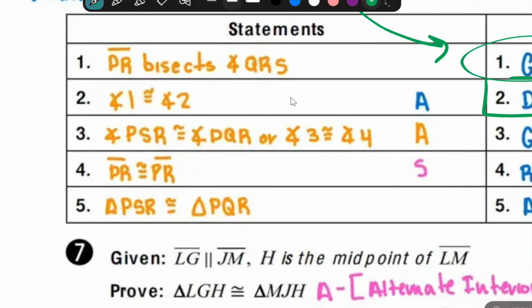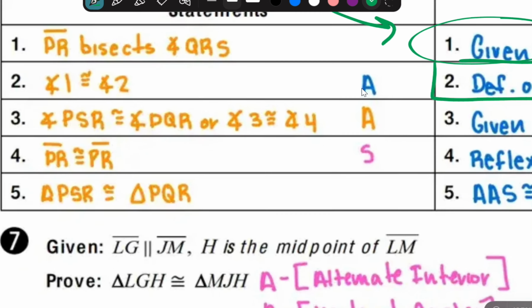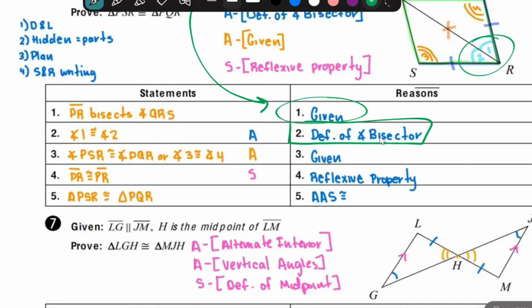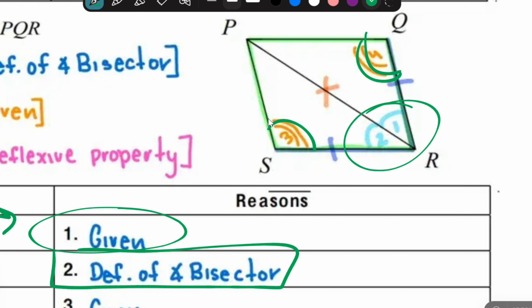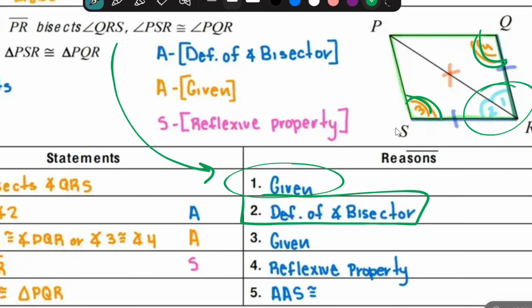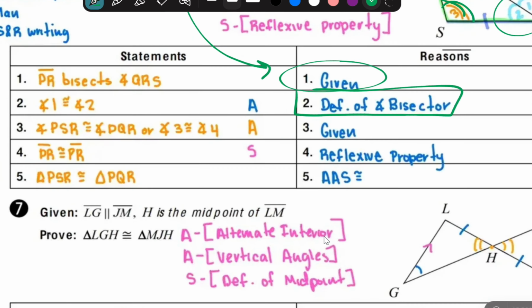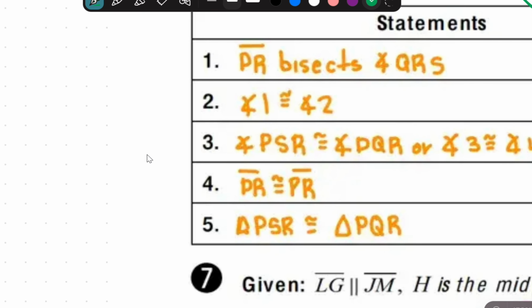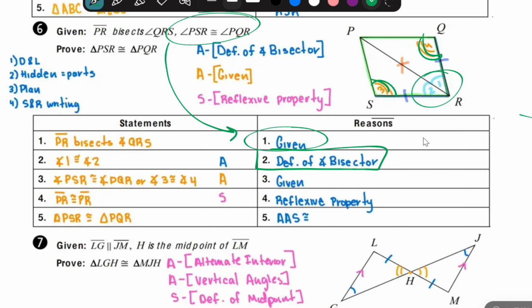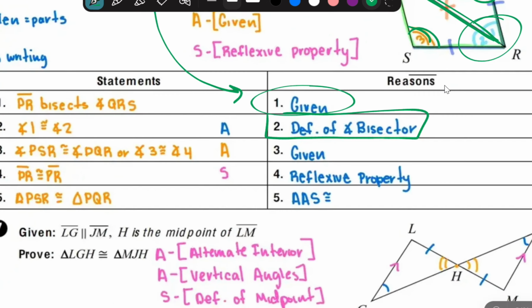Then we have angle PSR is congruent to angle PQR, or angle 3 and angle 4. Which, that sounds a little complicated, but it's just saying these two angles are congruent. Now, we have to justify why they're congruent. And the reason is because it was given to us, which you guys can see right there. And then we also have segment PR is congruent to PR, which once again is just a reflexive property, which means this segment is congruent to itself because it is reflexive.